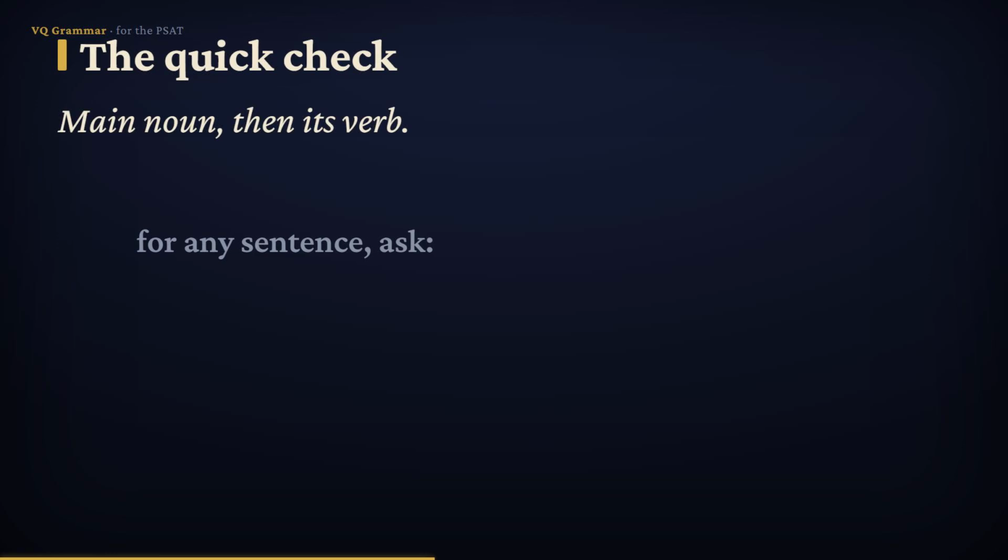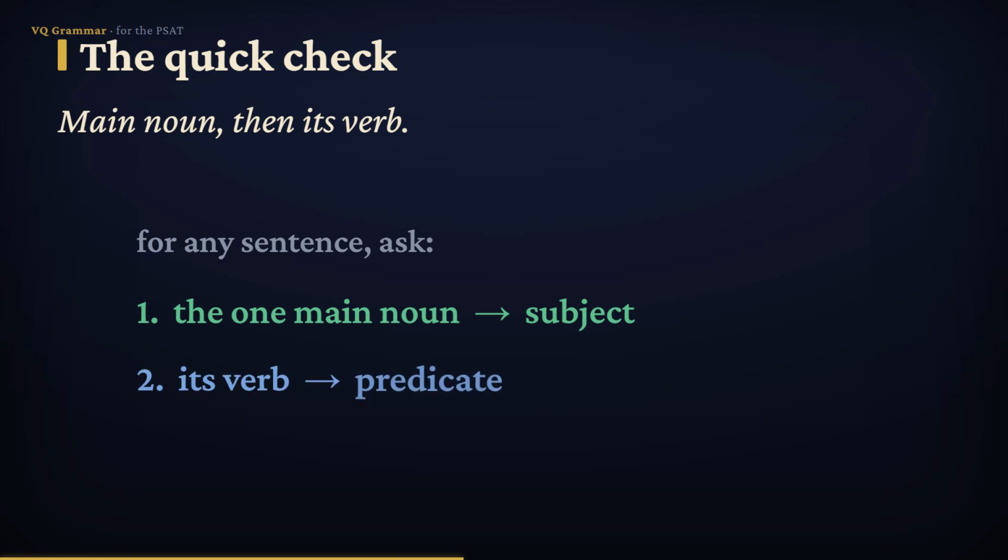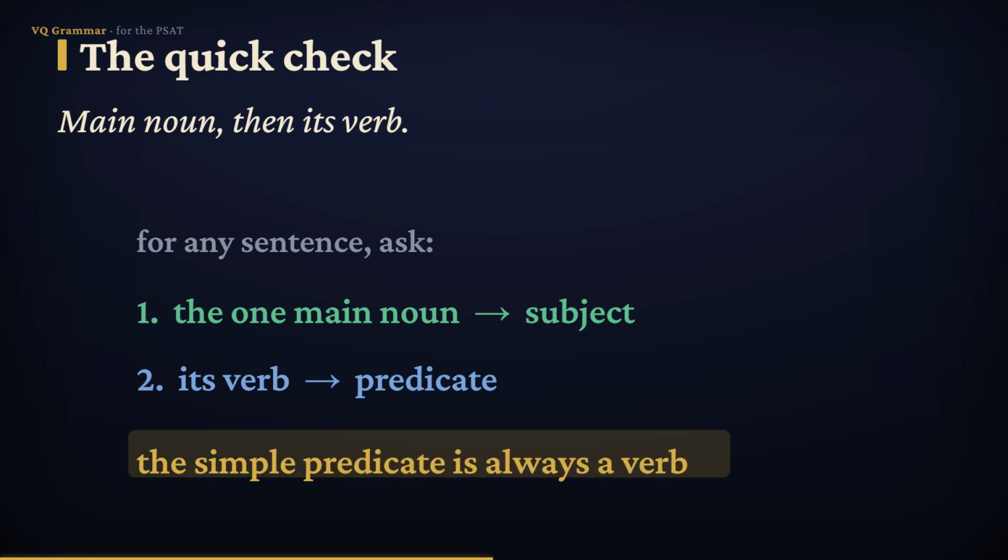Here's your quick check for any sentence. First ask, what is the one main noun the sentence is about? That's the simple subject. Second, ask, what verb goes with it? What does that noun do, or what is it? That's the simple predicate. And never forget the rule that makes it easy. The simple predicate is always a verb. Find the main noun, find its verb, and you've got the core.